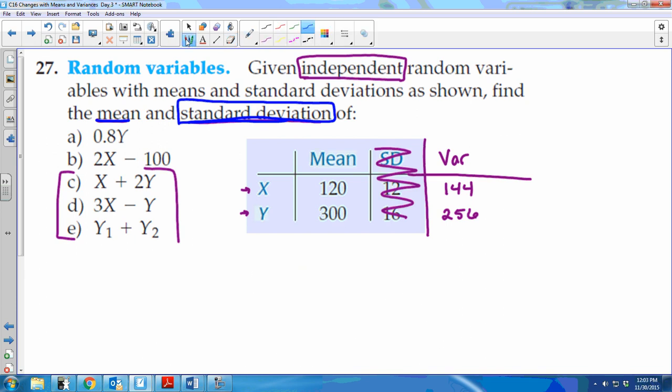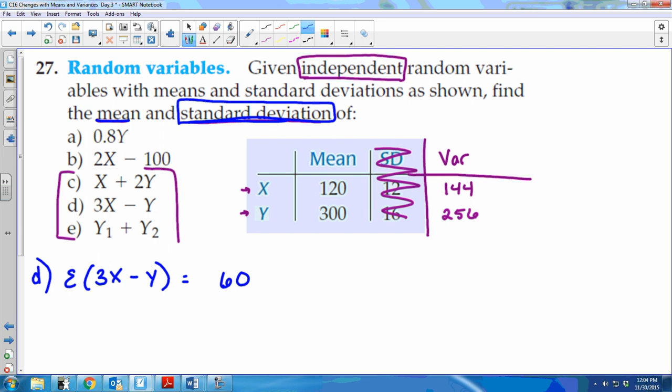On D, it says 3x minus y. So for the expected value, again, we just do what it says to do. So we have 3 times 120, which is 360, minus 300, which is 60, as Jacob keeps telling me because he's impatient. Questions about how I got 60?